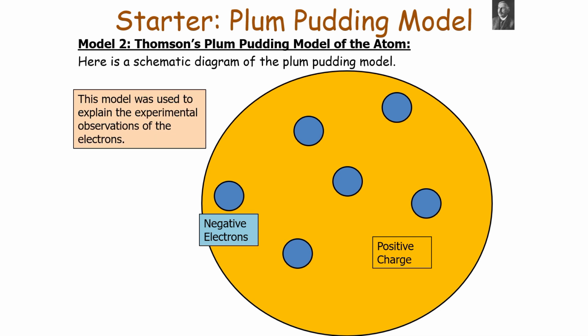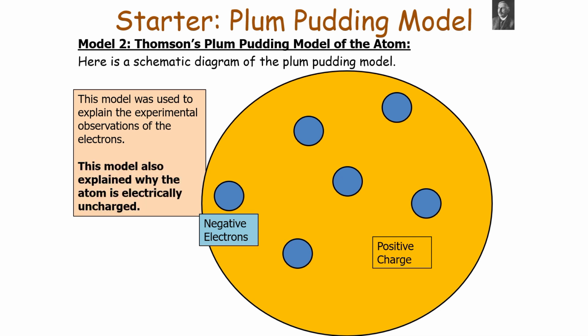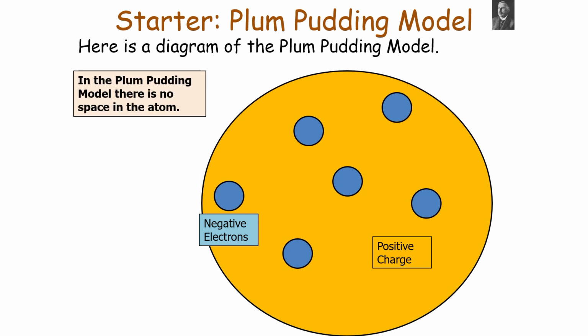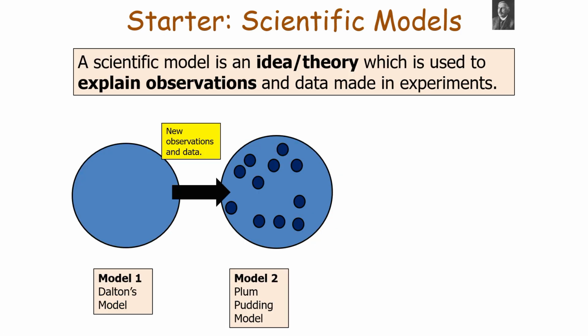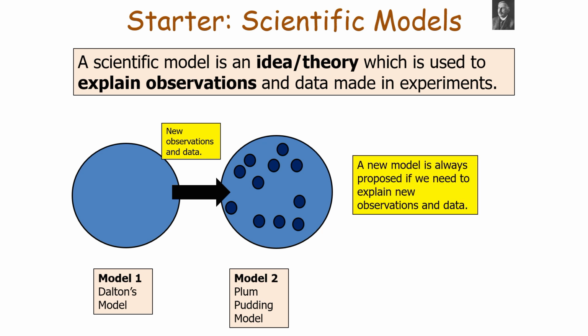This model was used to explain the experimental observations of electrons. This model also explained why the atom was electrically uncharged. Please do remember in this plum pudding model that there was no space inside of the atom. Please note as well that the atom consists of both positive charge and electrons. With our new observations and data, we could then amend our previous model to make our new model which did explain our new observations of the electron, because please remember that a new model is always proposed if we need to explain new observations and data.